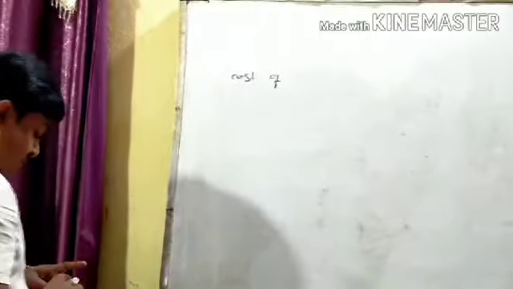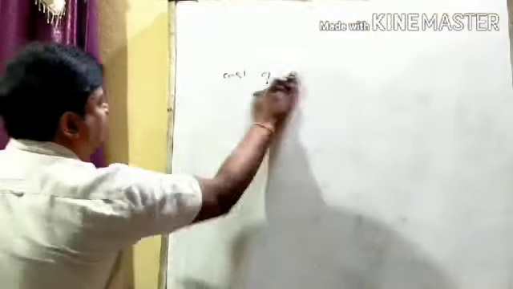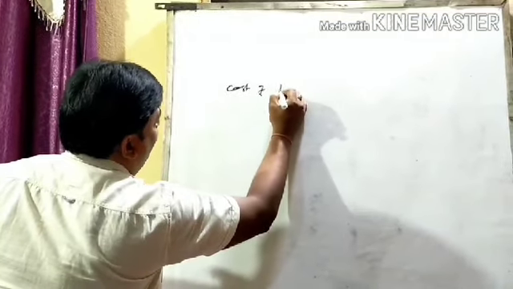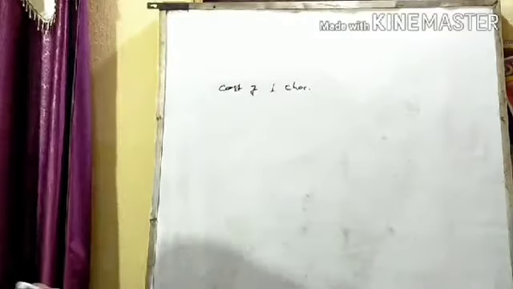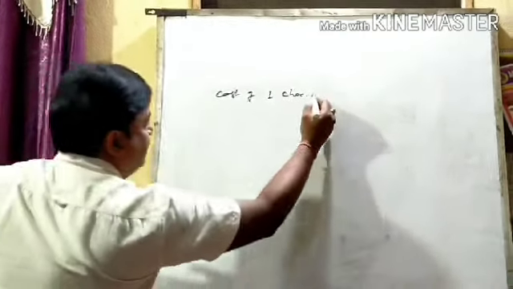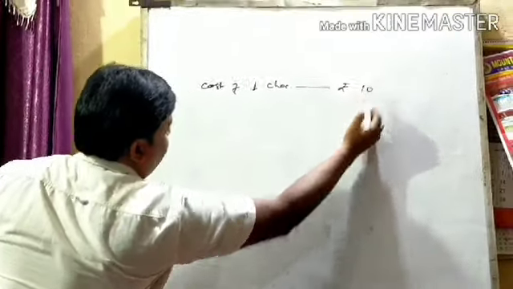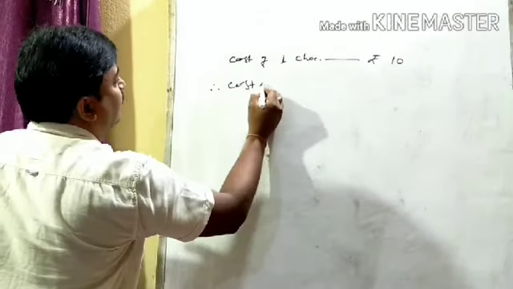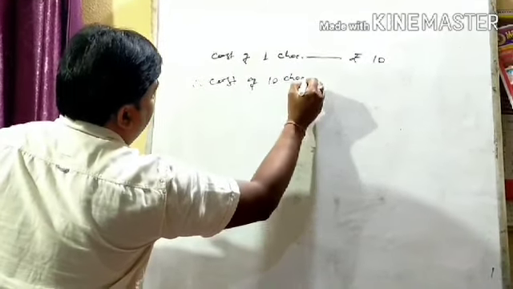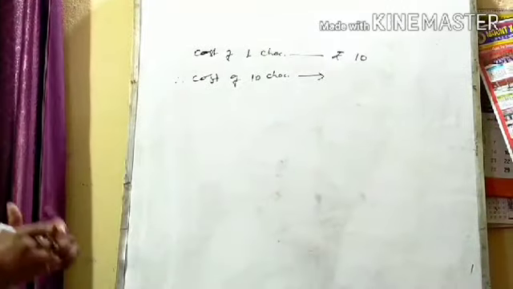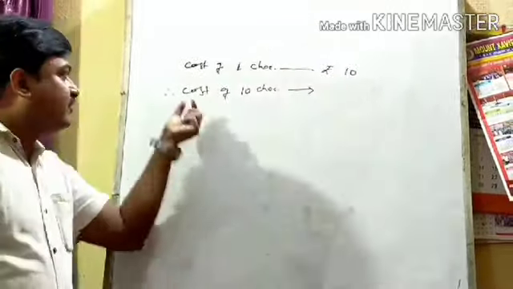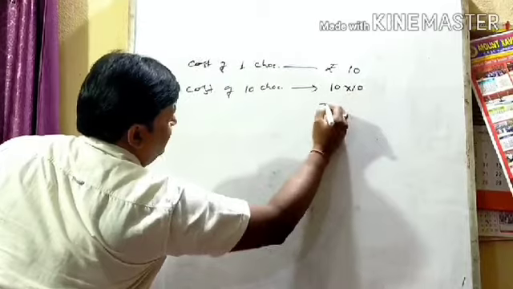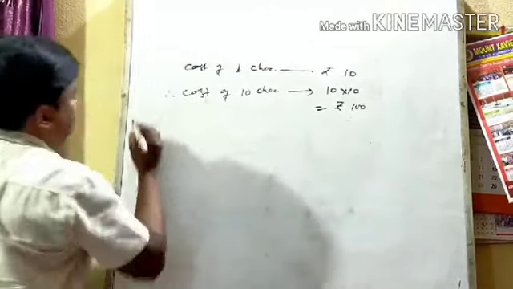Suppose the cost of one chocolate is rupees 10. Okay, and the cost of 10 chocolate is very easy to find. Cost of one chocolate is rupees 10. Therefore, the cost of 10 chocolate is 10 into 10, equal to rupees 100. This is the first case.